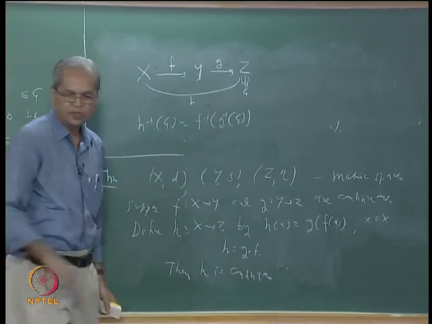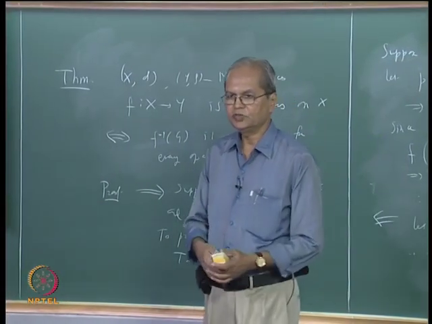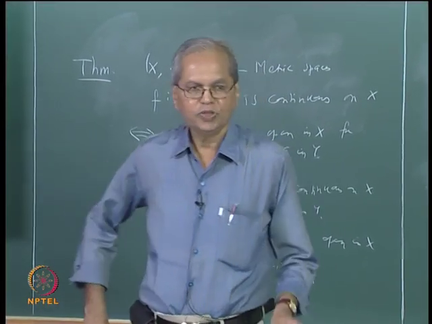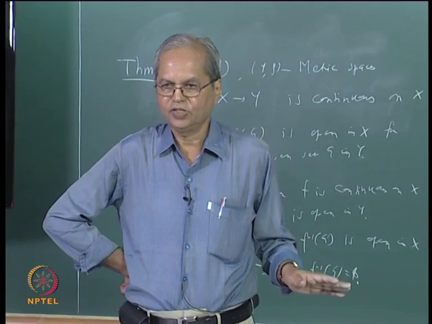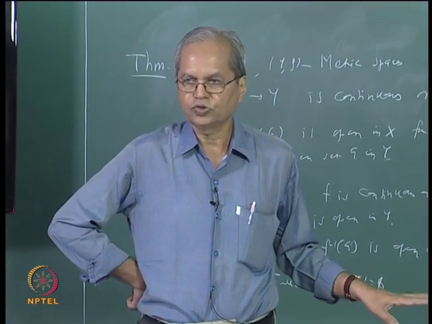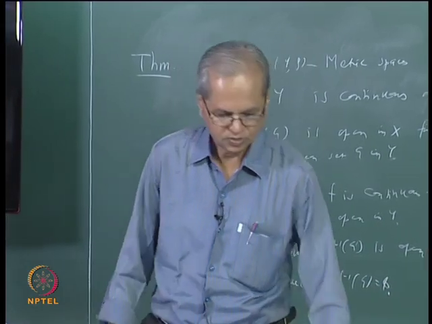And so using that and this theorem, we can show that the composition of two continuous functions is also continuous. It can also be proved by using the usual epsilon delta definition. And I suggest to you that you take that as an exercise. Try to prove it also without using this criterion, and you will understand the difference. We will stop with that.